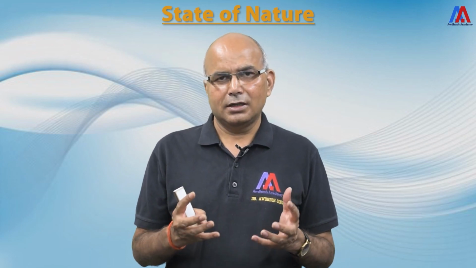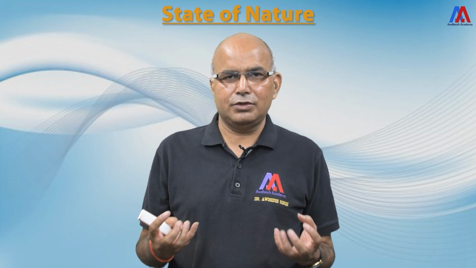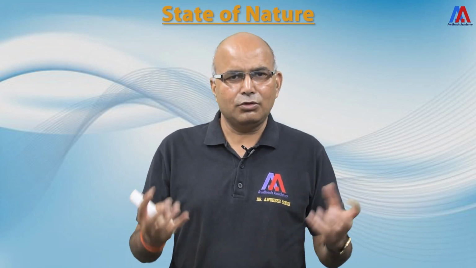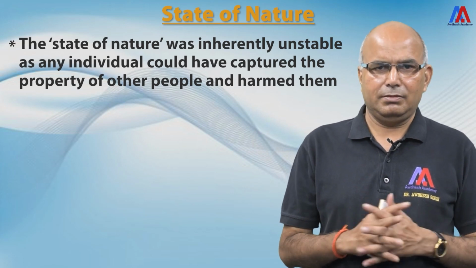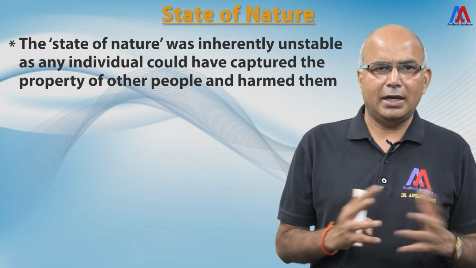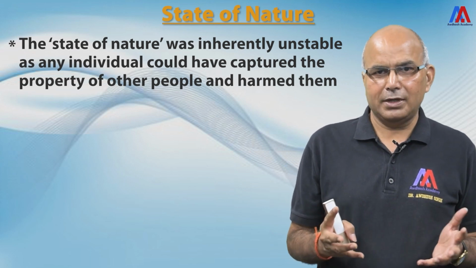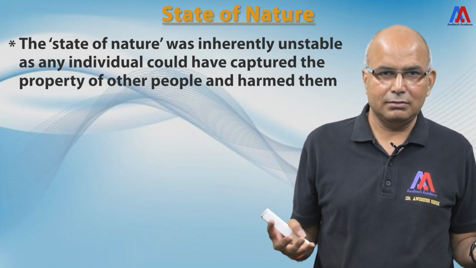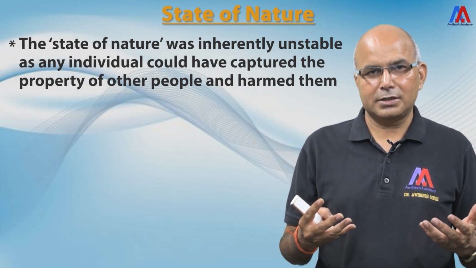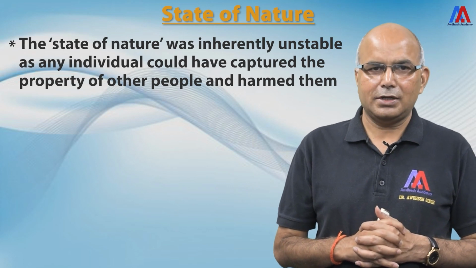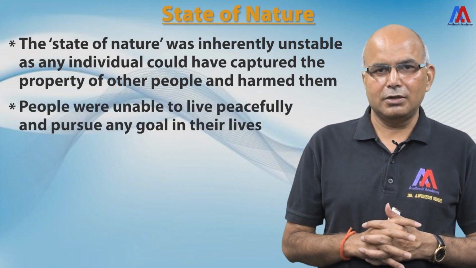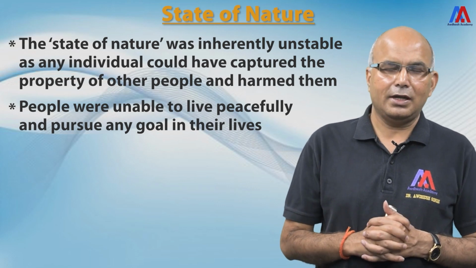Now let's understand what the state of nature is. The state of nature was basically a state where all individuals have all the rights and they could do anything. But this was inherently unstable, as any individual could capture the property of other people and harm them. Just like in the jungle, the more powerful person can always harm the less powerful people. This was a very unstable society, and so people were unable to live peacefully and pursue any goal in their life.